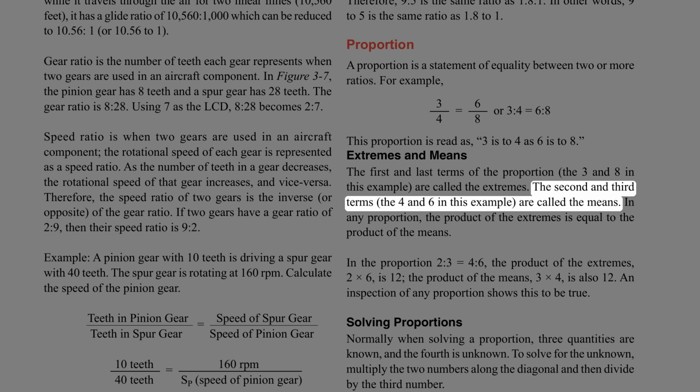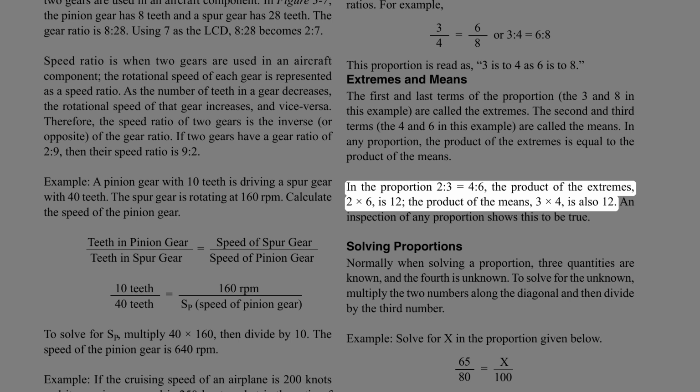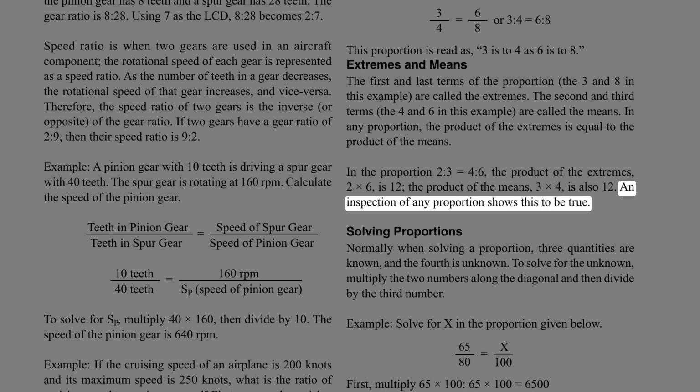The second and third terms, the 4 and 6 in this example, are called the means. In any proportion, the product of the extremes is equal to the product of the means. In the proportion 2:3 equals 4:6, the product of the extremes, 2 times 6, is 12. The product of the means, 3 times 4, is also 12. An inspection of any proportion shows this to be true.